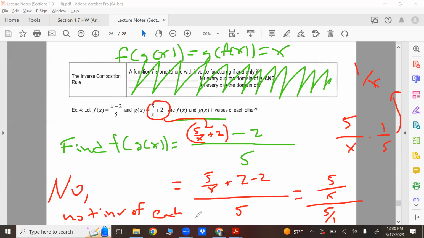of each other. Wait, what is the negative x? Where do you get negative x from? What is x? Oh, 1/x. 1/x, right? That's the same as negative. No, it's actually to the -1 power. Oh. Totally different thing. But regardless, we didn't get x as the final answer. So that's why it's no. Yeah, not inverses of each other. If you did g of f of x, same thing, you would not get x.